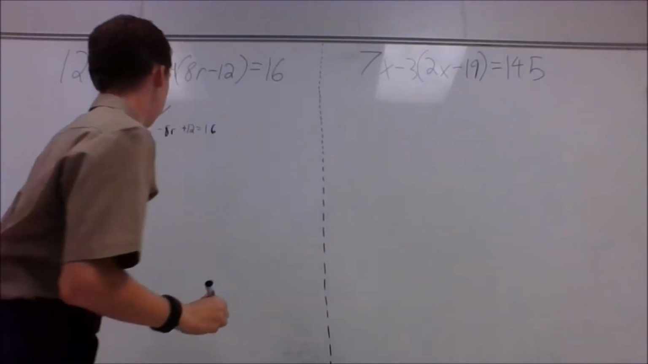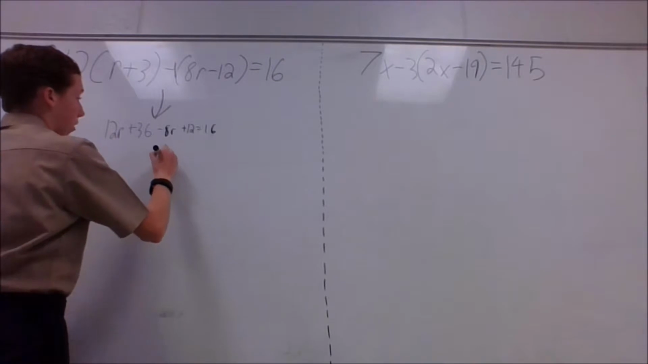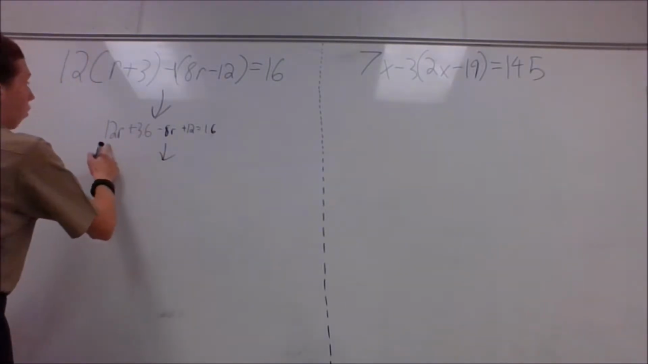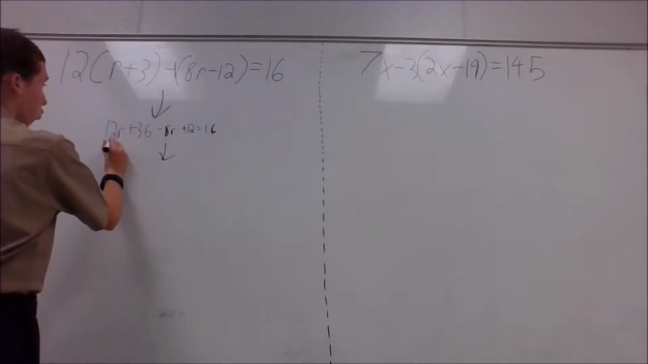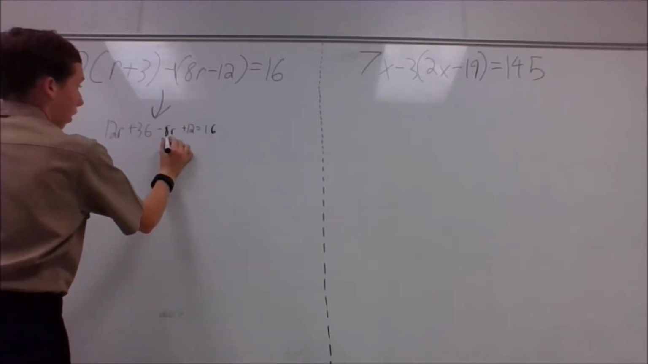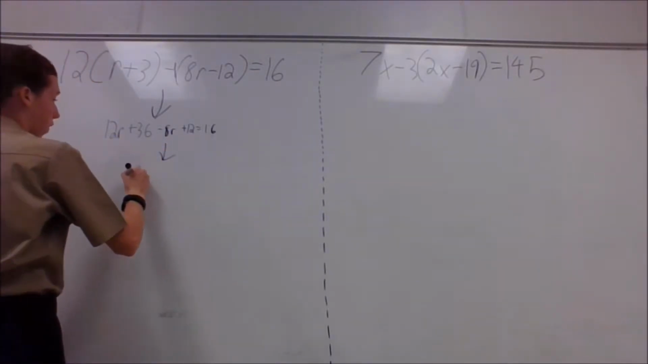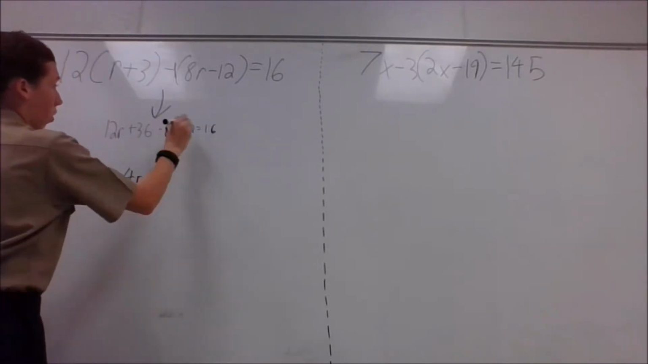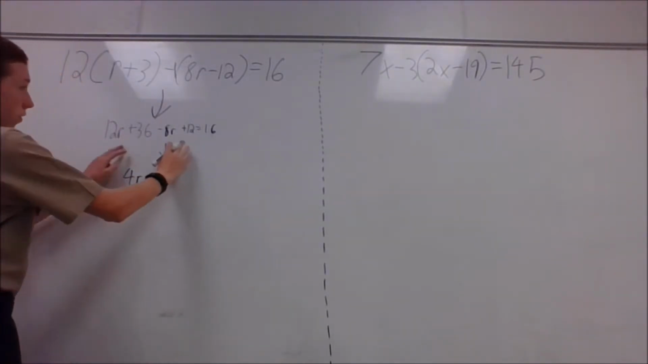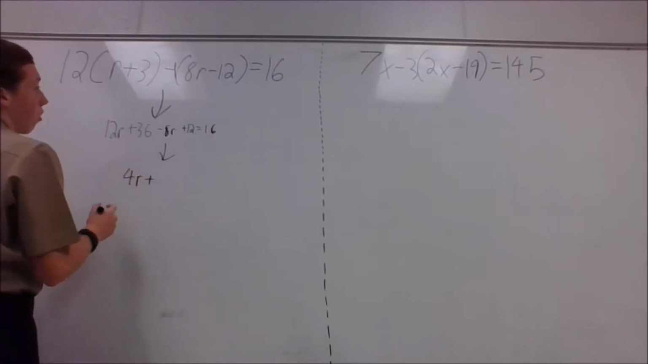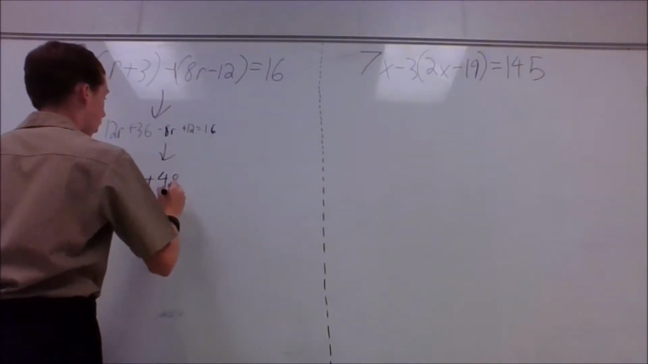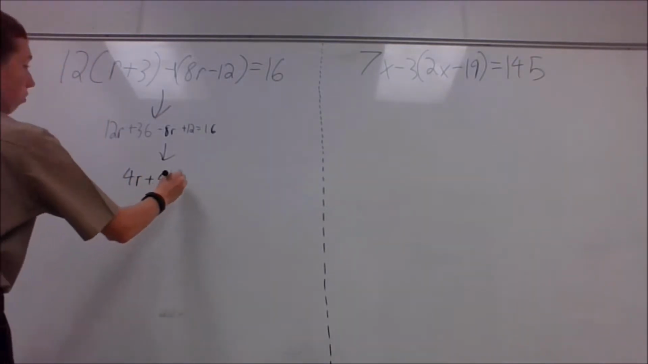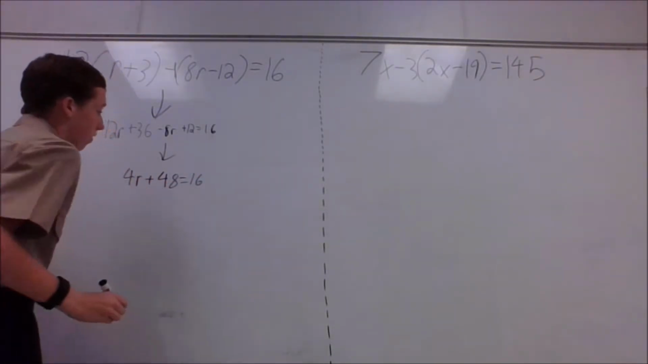So, I'm going to step over here. We're going to make an arrow going down. We've got to combine our like terms. So, 12r and a negative 8r makes a 4r. And then we have positive, positive, which is going to be positive. 36 plus 12 is going to be 48. So all that equals 16.